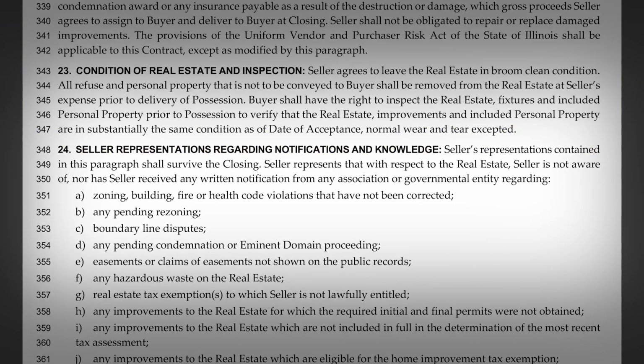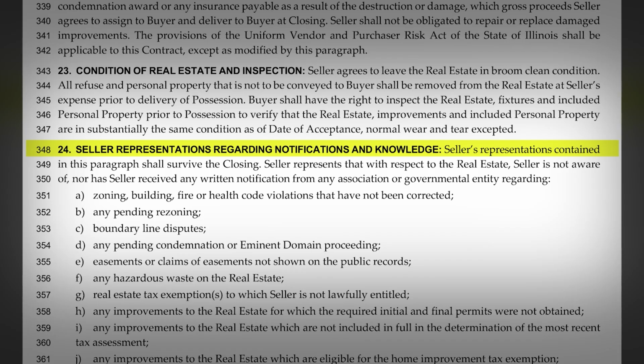Pages 8 and 9, paragraph 24 talks about the seller representations regarding notifications and knowledge of any defects in the property. Many of these items are on the real property disclosure, but the seller again is stating at the time of contract that they are unaware of any of these items existing. So it goes through your zoning, your boundary line disputes, but it also talks about improvements to the home that did not have a permit.